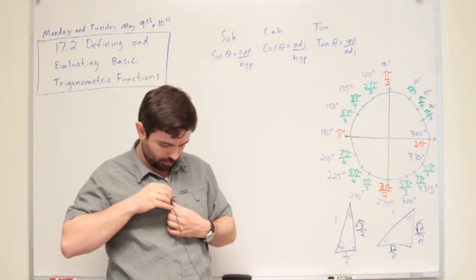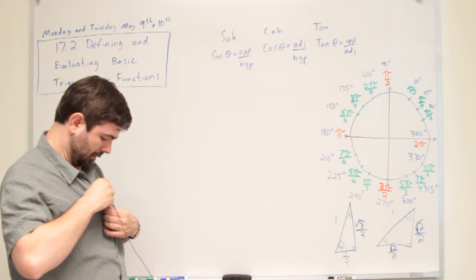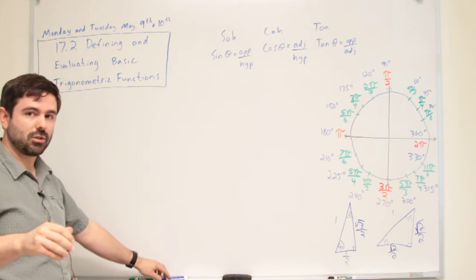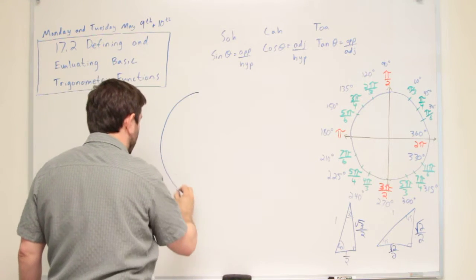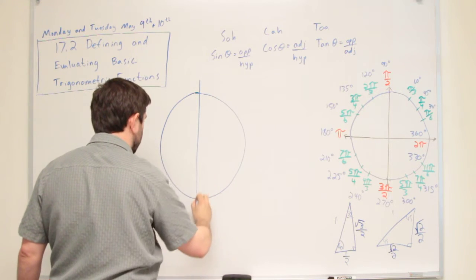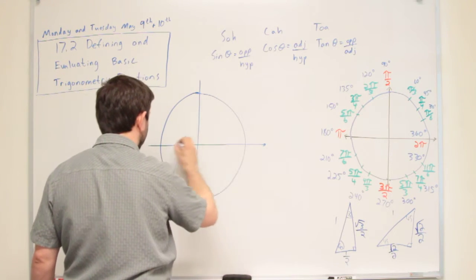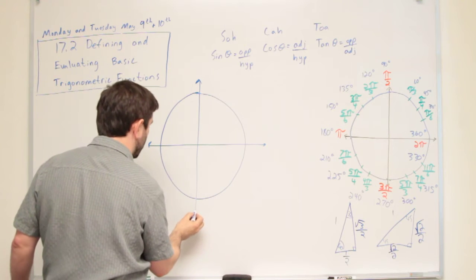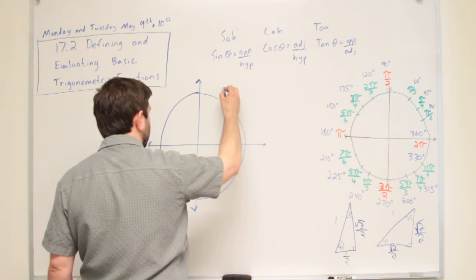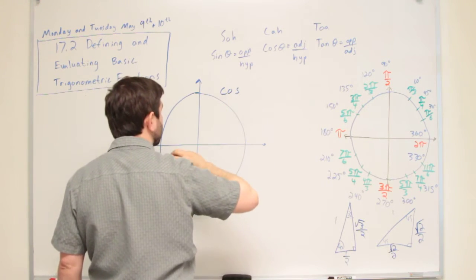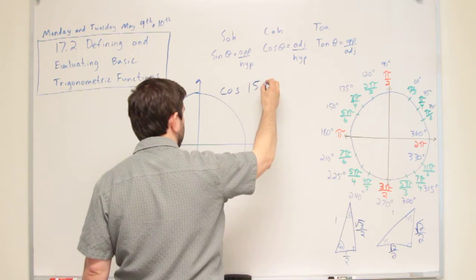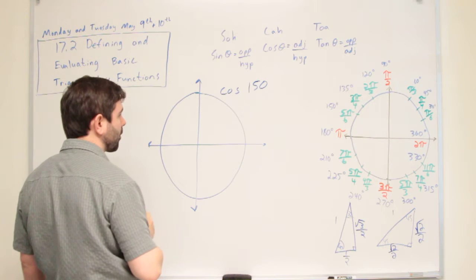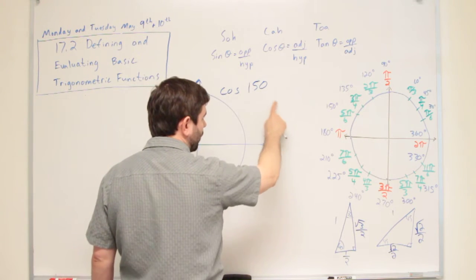All right, welcome to part 2 of 17.2. So what if we were asked to find, here's our unit circle again. What if we were asked to find the cosine of 150 degrees? Well, we just look up on our unit circle over here.